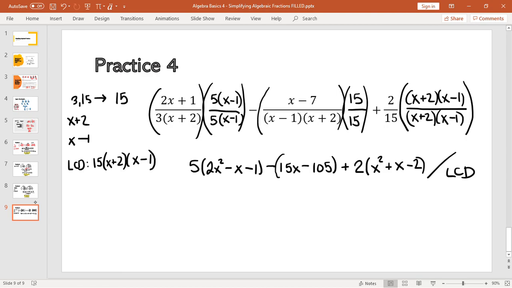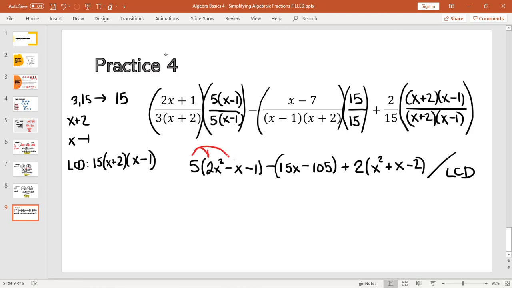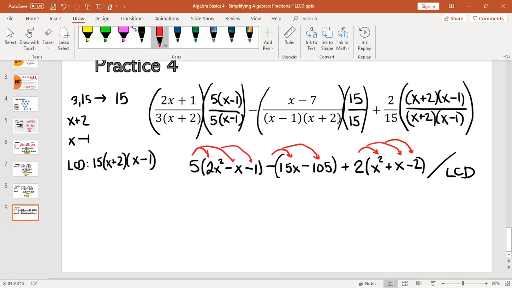Okay, here we go. Distributing. So what am I going to do now? I'm just going to draw my actions that I'm going to take. I'm going to distribute the 5 to these 3 things. I'm going to distribute the negative to these 2 things. And I'm going to distribute the 2 to these 3 things. And that will get rid of all the brackets, and then I can collect like terms as my last step.